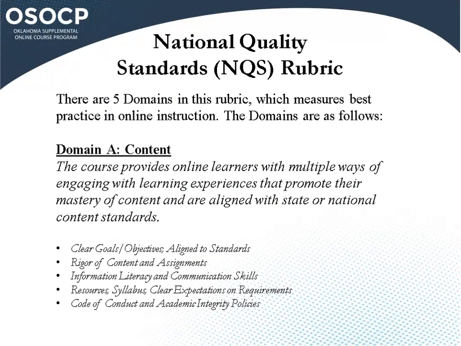And I've bulleted for you below just a few of the things that reviewers look at when they look at that domain A. So they're looking to make sure that there are clear goals, that they have objectives that are aligned to state standards. They're looking for the rigor of the content and for the assignments that are given to the students. They're looking for opportunities for students to develop information literacy and communication skills. They're looking for resources, for clear expectations, and they have a code of conduct and academic integrity policies in place.